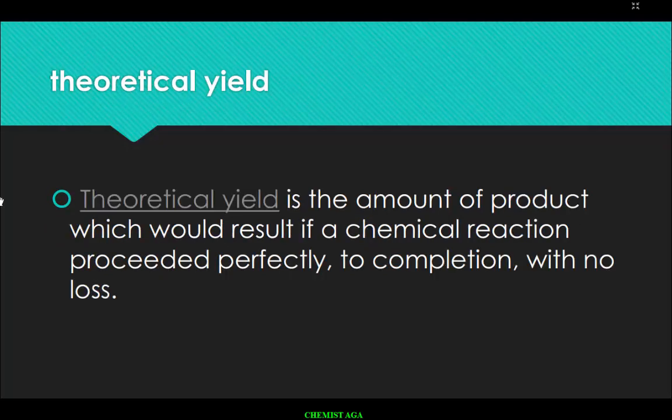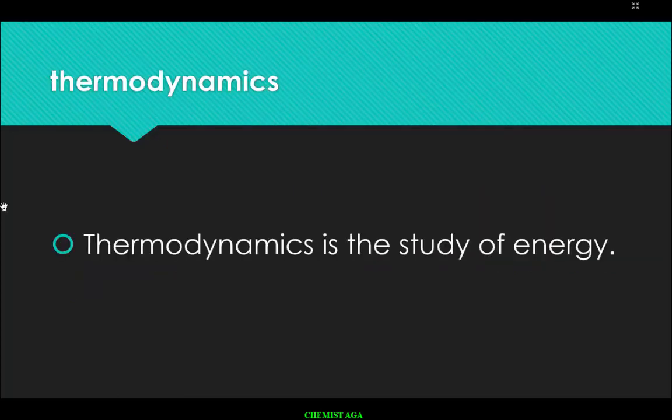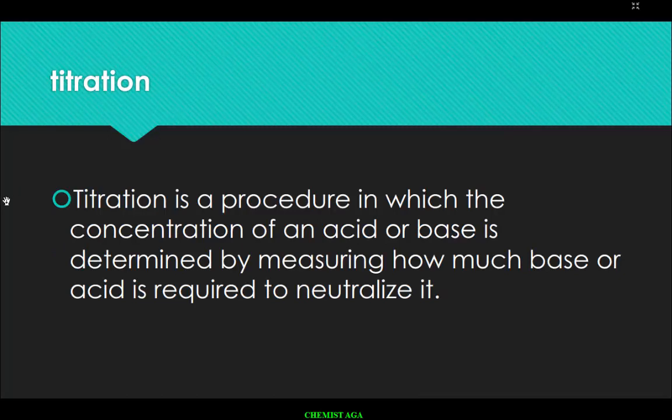Theoretical yield. Theoretical yield is the amount of product which would result if a chemical reaction proceeded perfectly, to completion, with no loss. Thermodynamics. Thermodynamics is the study of energy. Titration. Titration is a procedure in which the concentration of an acid or base is determined by measuring how much base or acid is required to neutralize it.